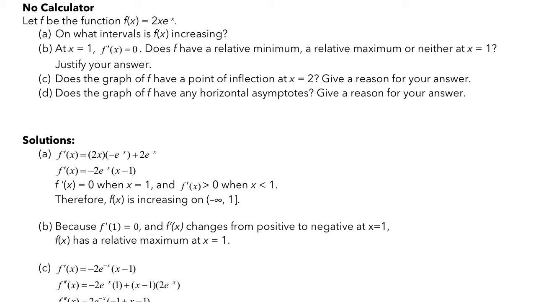it doesn't actually say to justify, but I would probably write out right away, f of x is increasing on this interval because f prime of x is positive on that interval.